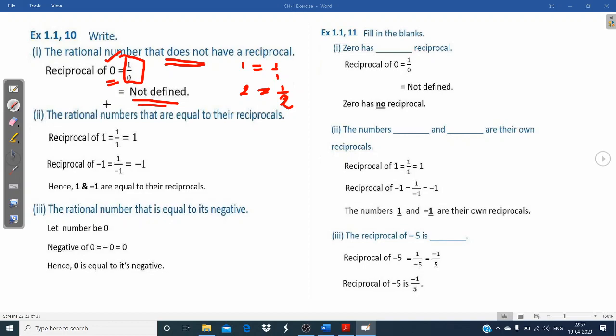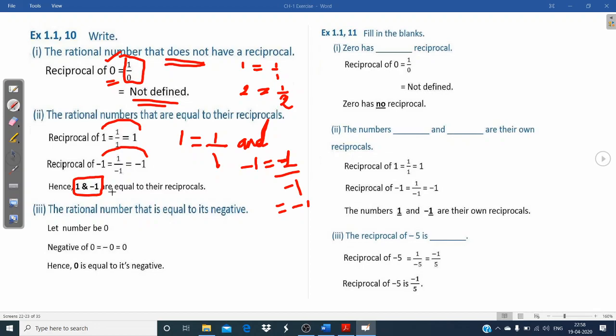Second part: the rational numbers that are equal to their reciprocal. Which rational numbers are just equal to their reciprocal? 1: what will be the reciprocal of 1? 1 upon 1, which is 1. And minus 1: what will be the reciprocal of minus 1? 1 upon minus 1, which again is minus 1. So the reciprocal of 1 is 1, and the reciprocal of minus 1 is minus 1. So there are two numbers which are equal to their reciprocal: 1 and minus 1.